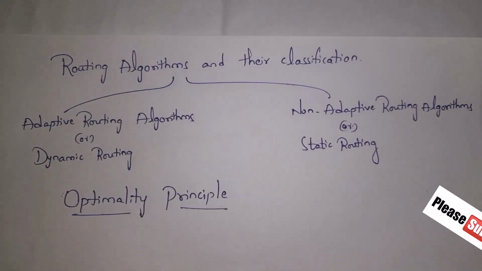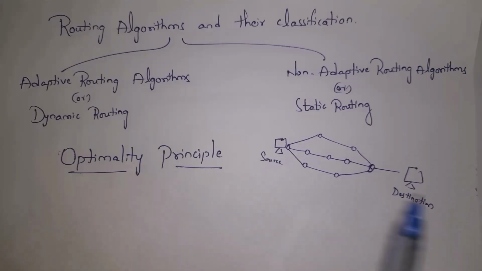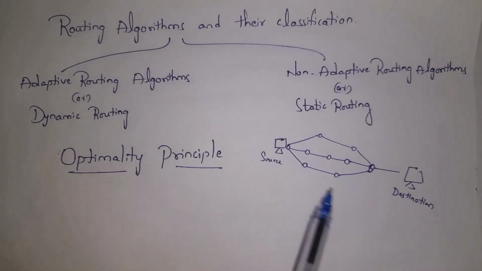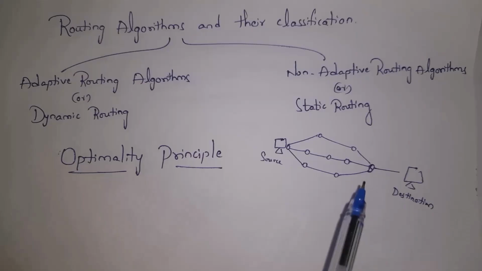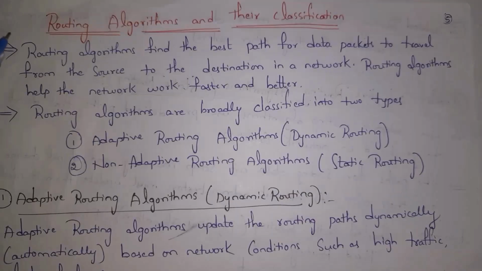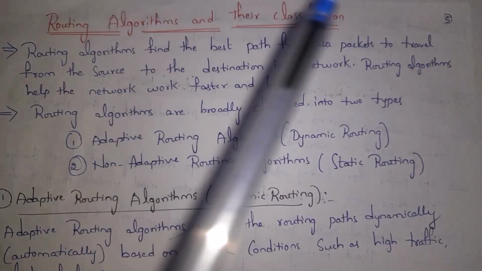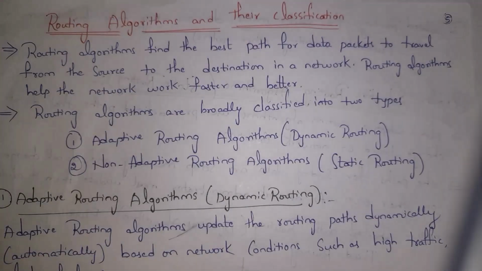Let's get started. Whenever one computer wants to send data to another computer in a network, if there are so many routes available in the network, then routing algorithms will find the best route, that is nothing but the shortest path, in order to send data. So data will travel very fast. Routing algorithms find the best path for data packets to travel from source to destination in a network. Routing algorithms help the network work faster and better.